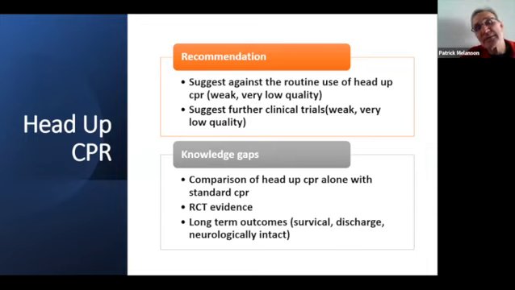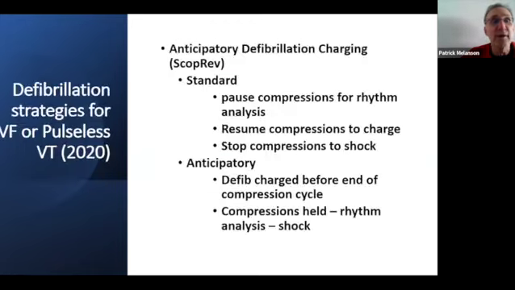So I think this is an area of interest and something that you would follow, but if I was in urgent care I don't think I would change my practice yet, nor should we change our practice in the emergency department or the hospital. So that's head up CPR.